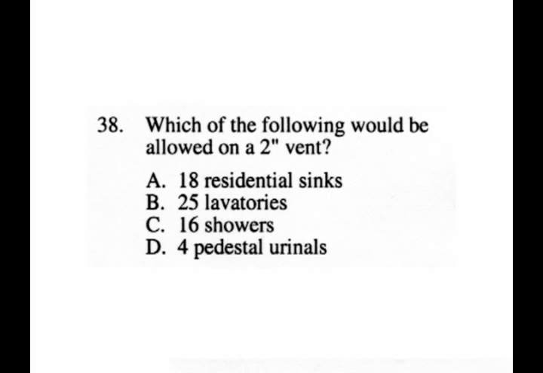Showers have a fixture value of 2 each. We have 16 showers. That would be 32. That would also be beyond the 24 max. 4 pedestal urinals. This type of urinal has a value of 6 each one. That would be 24. That'd be right at the max. So the correct answer would be letter D.